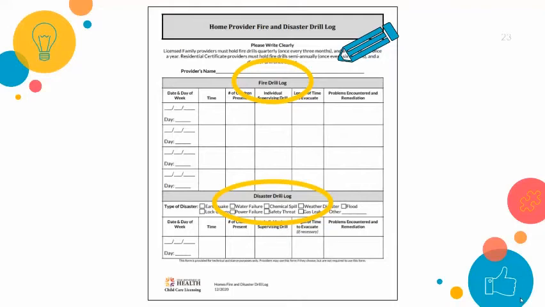That's for fire drills. For disaster drills, you're going to check the type of disaster you've chosen to prepare for this particular drill, the date and day of week, the time, the number of children present, the person supervising the drill, how long it took to evacuate if necessary for this particular drill, any problems encountered, and remediation.